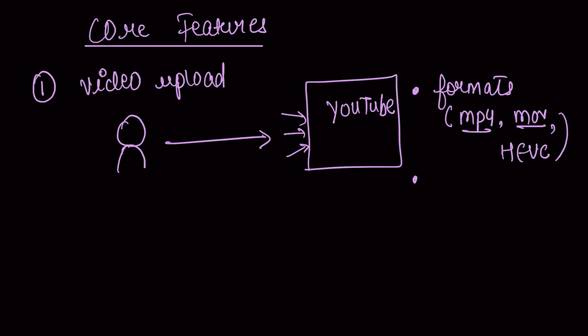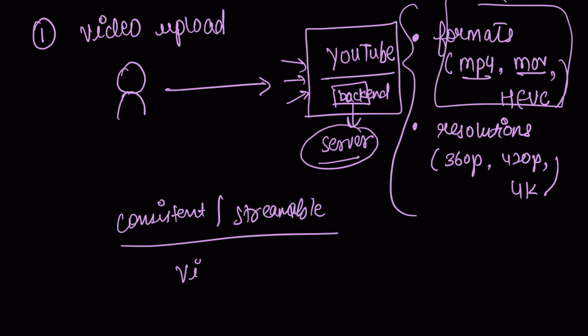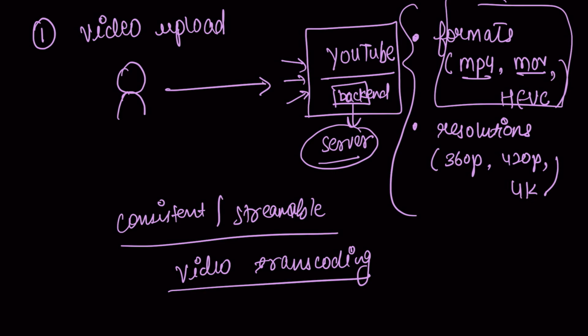YouTube also has to accept different resolutions. So some content creators might upload their video in 360p, 420p, and even some might upload it in 4K. So YouTube has to accept this wide range of resolutions too. So YouTube's backend or server has to convert those files which the content creators are providing into a consistent and streamable format, and this is known as video transcoding, and we are going to talk about this in detail later on.